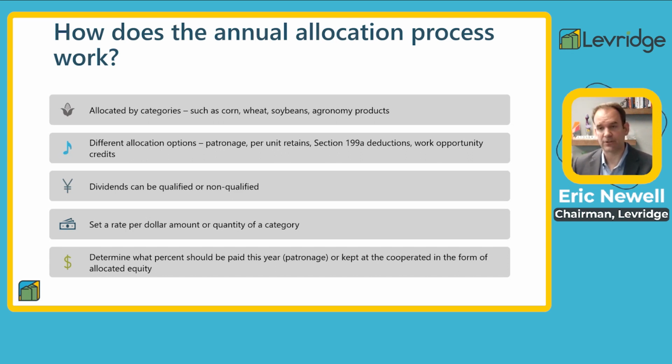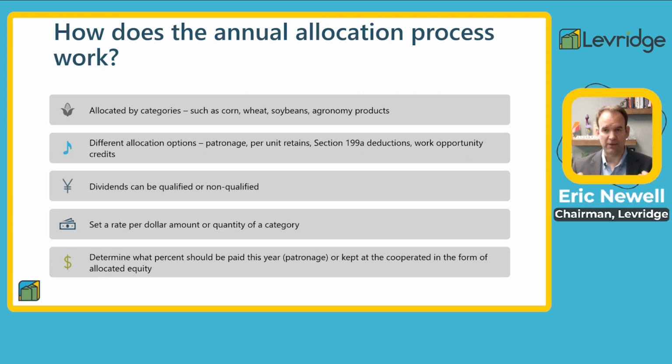It could be an electric cooperative, the amount of usage that that particular member had. So you can allocate equity and patronage based on a particular category. In some cases, it might be all of the business that you do with that cooperative. You can also allocate it in different ways.